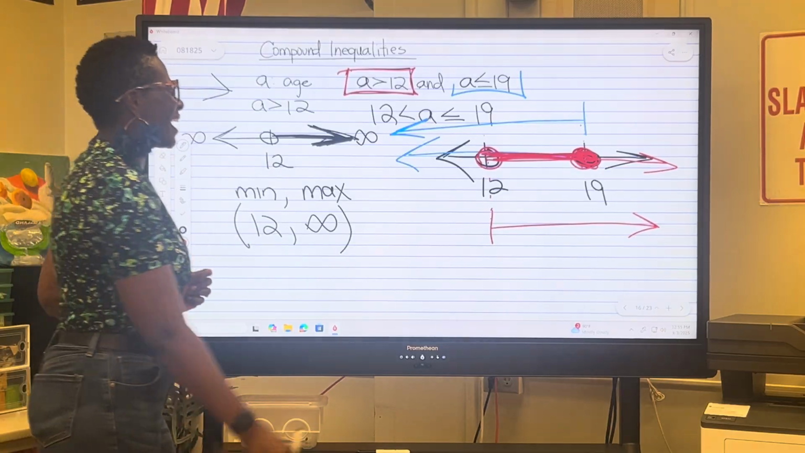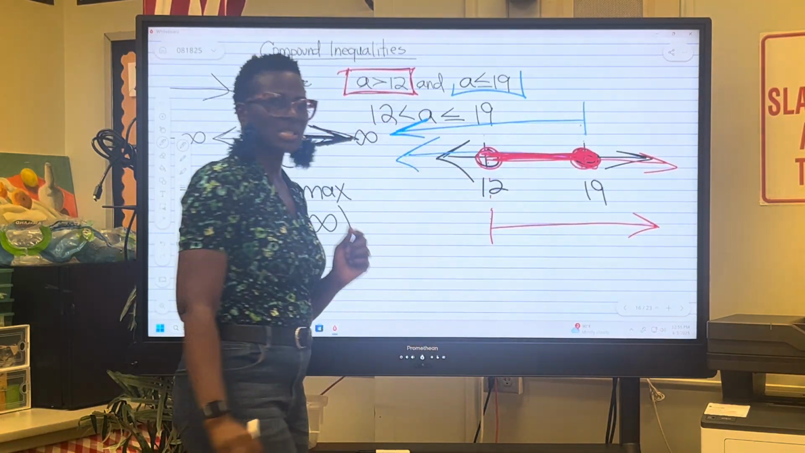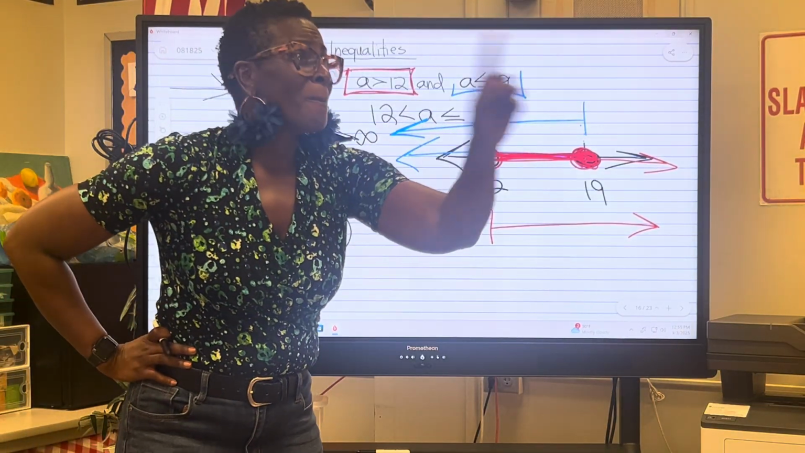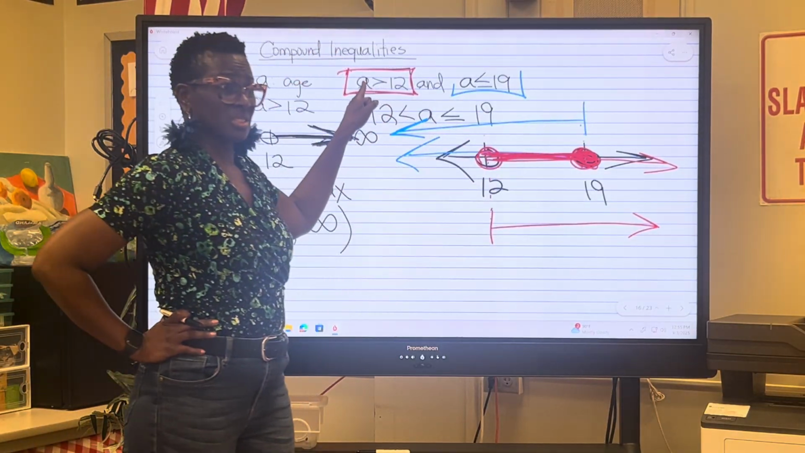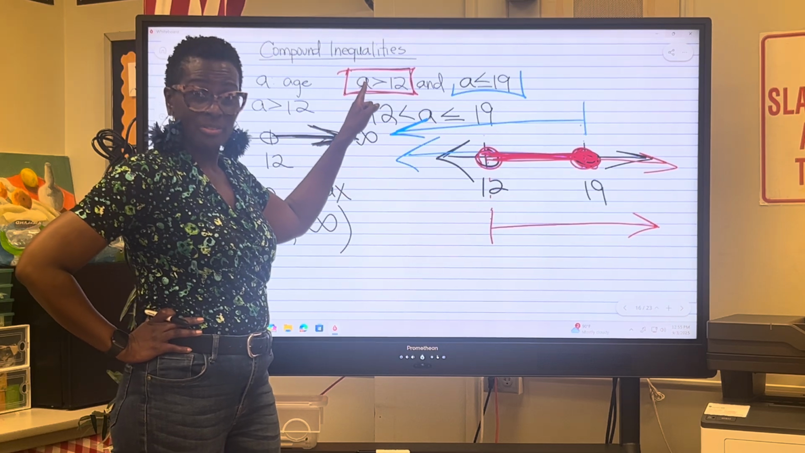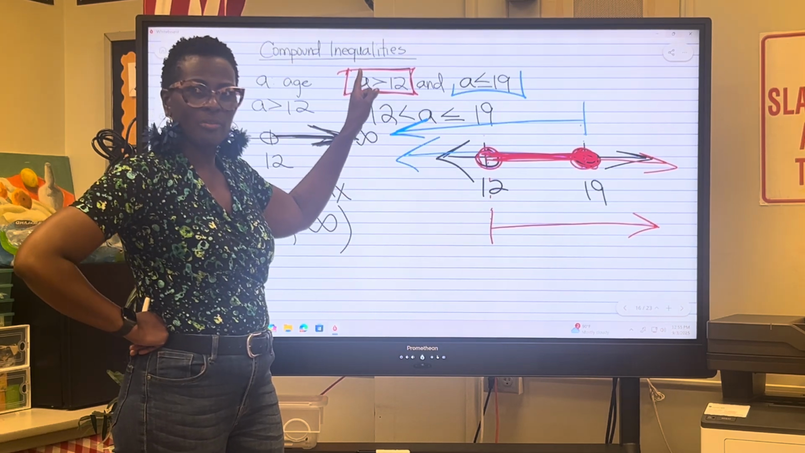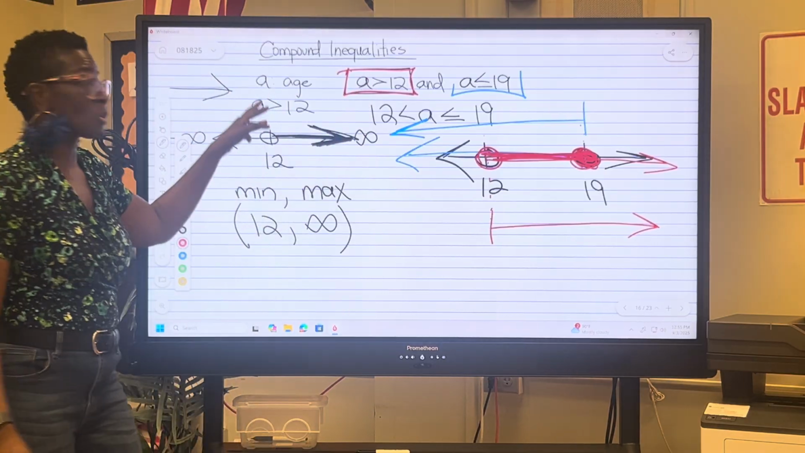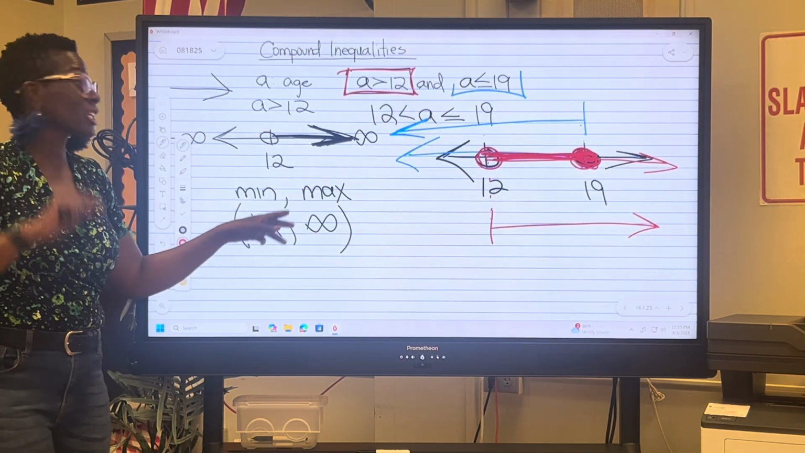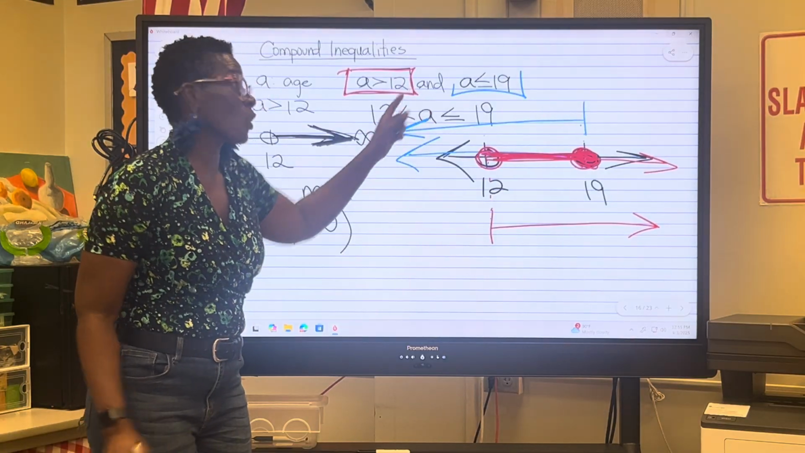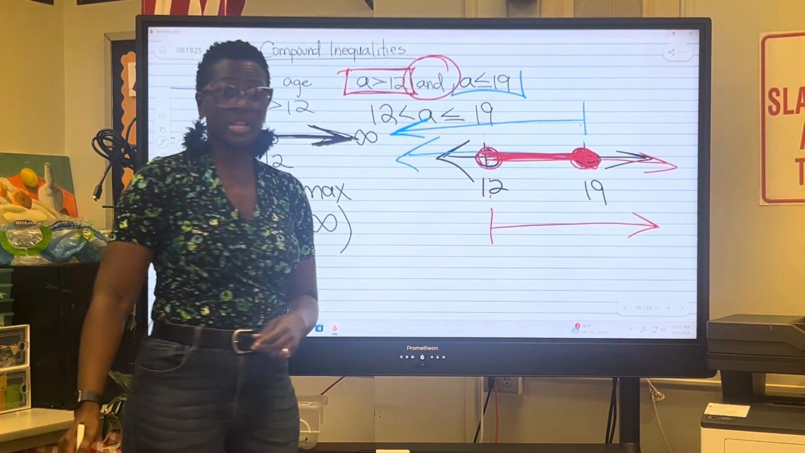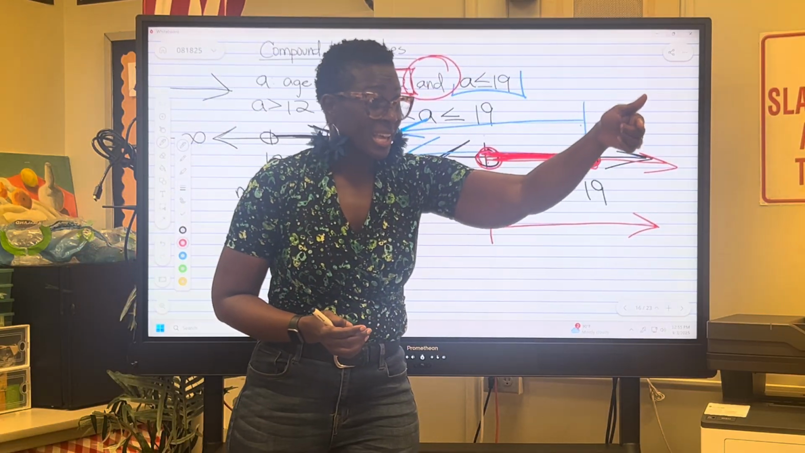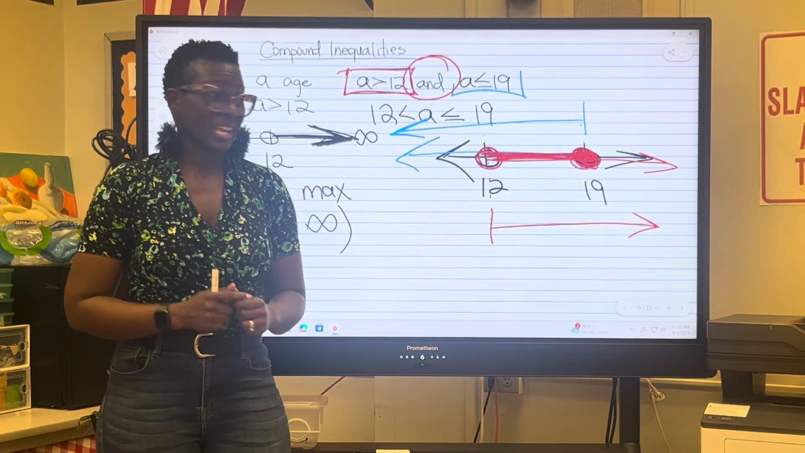Now, why is 20 not a solution? Because it's over 19. But does it not meet this condition? Is it greater than 12? Yes. Is 20 greater than 12? Yes. So shouldn't it be a solution? No. It's only a solution if it was a regular inequality. It's not a solution if it's a compound inequality, because this says it has to meet both conditions. Not only does it have to be greater than 12, but it also must be less than or equal to 19. So 20 would be out of the way.